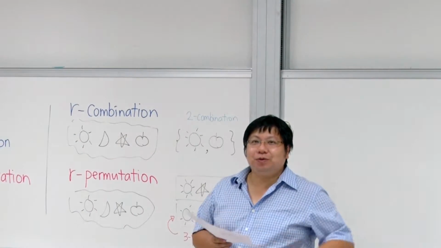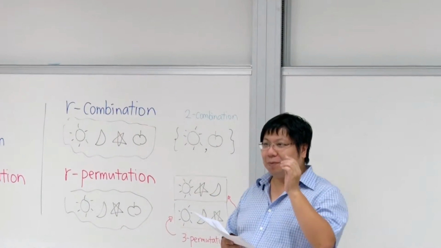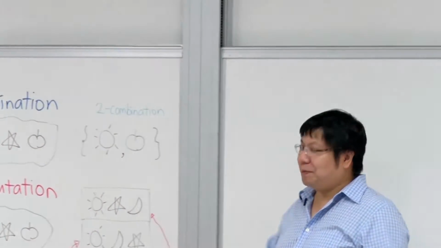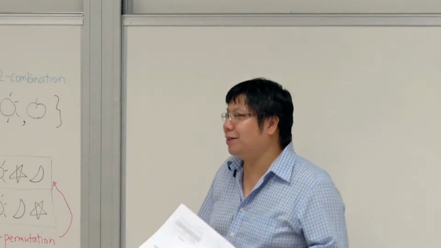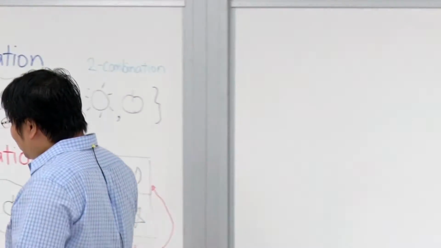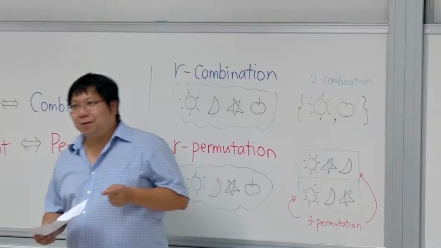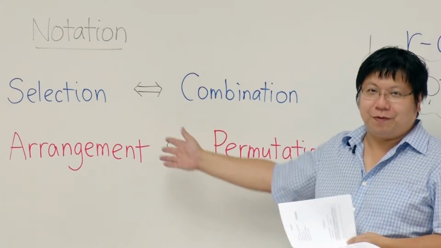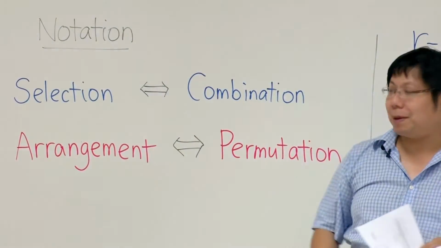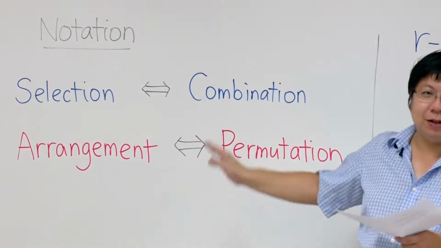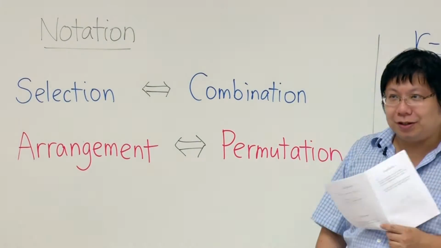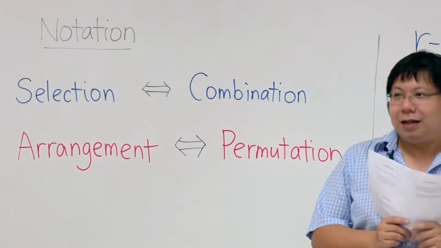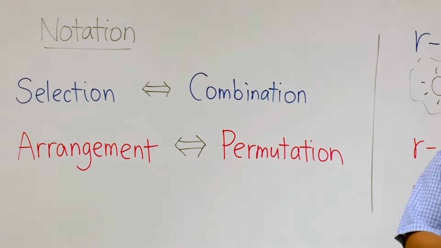So we are going to move on to the first topic, permutation and combination. Before that, let me introduce some very simple notation. What is combination and what is permutation? Here are rough definitions. Combination talks about selection. The number of ways to select is the key thing that we want to study.